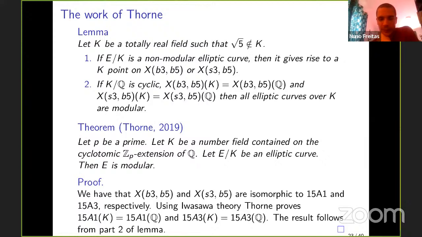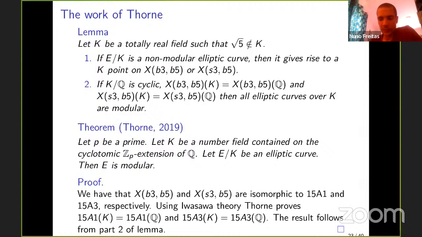And the way the proof works, just a summary of the proof, because it's a very nice proof using Iwasawa theory. We know that the modular curves that one has to consider are isomorphic to elliptic curves 15A1 and 15A3. Then Thorne shows that these specific elliptic curves satisfy that the K-points are rational points, and so we are in the context of part 2 of the lemma, and so the elliptic curves are all modular. So that's one consequence of one more modularity lifting theorem.